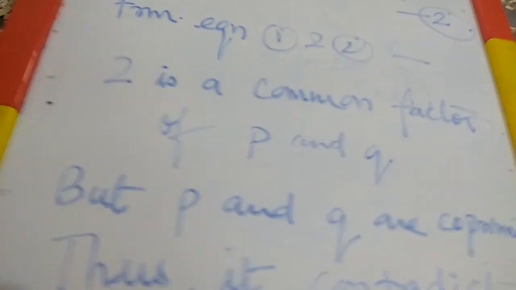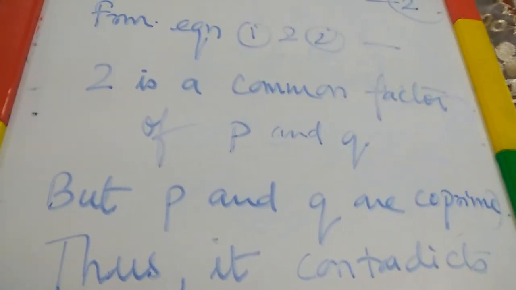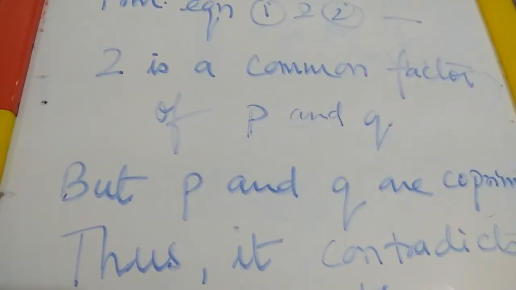Similarly, we can prove for root 3, root 5 also to be irrational numbers.